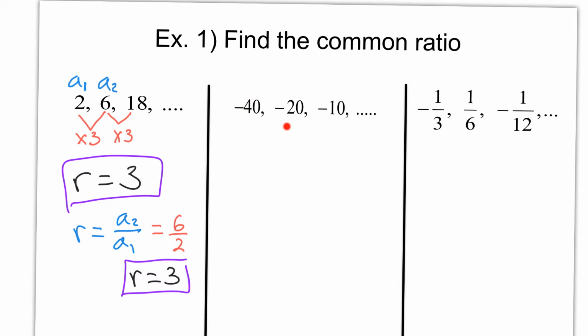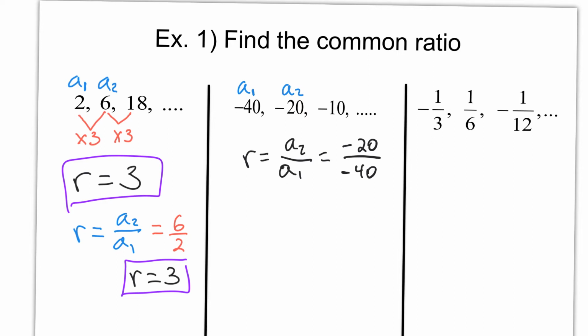So let's look at the one in the middle here. I know my common ratio has to be positive because they have the same sign. So you do the division. In order to find the common ratio, I'm going to take my second term divided by the first one. The second term is right here, my first term is right here. So I'm going to set up my division: negative 20 on the top divided by negative 40 on the bottom.